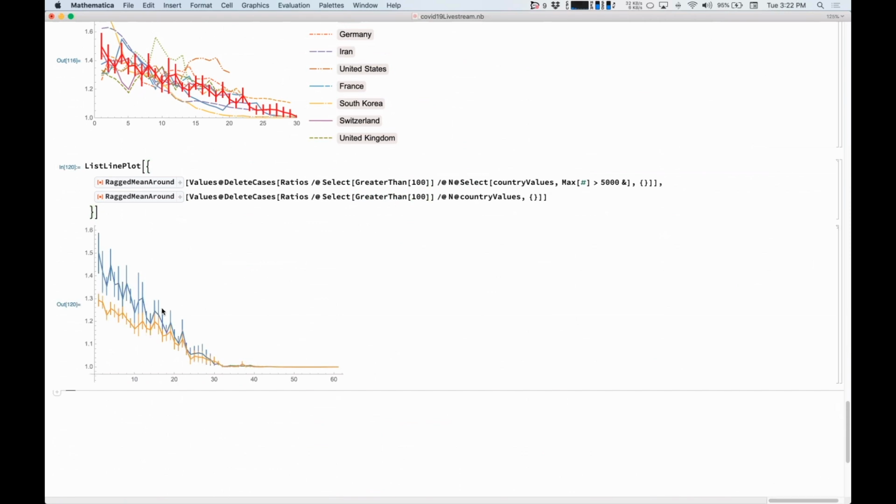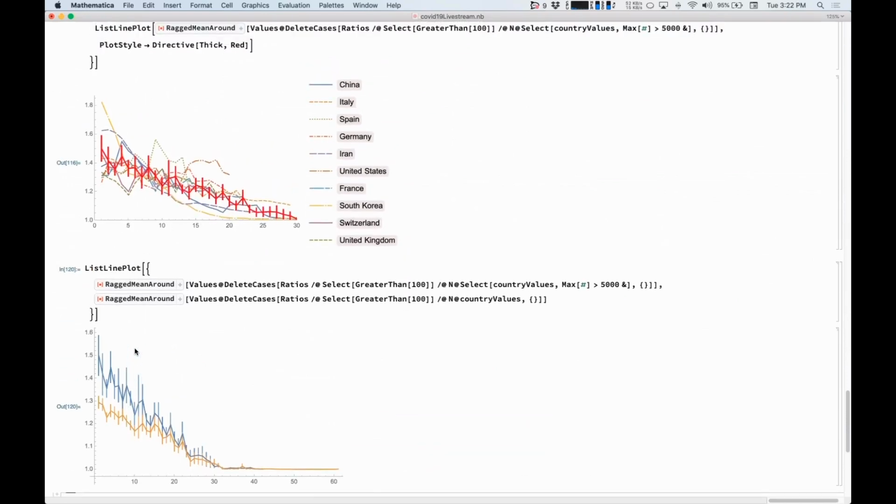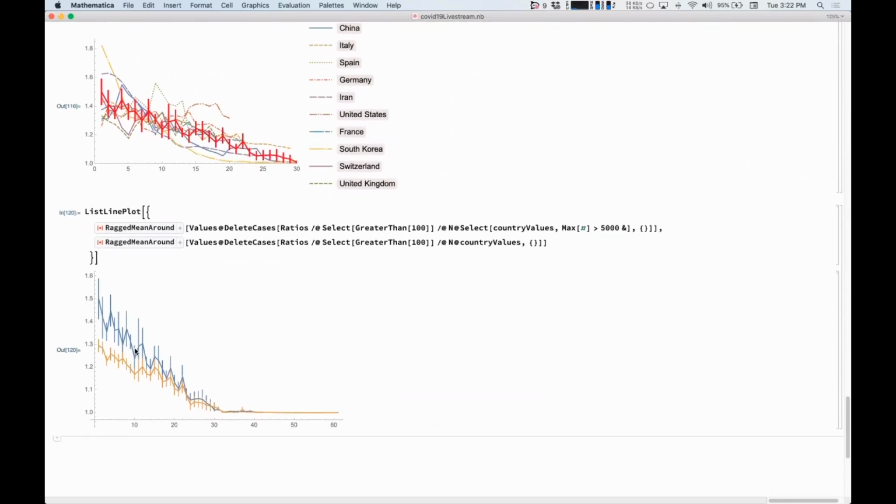But okay, they're still showing the same general thing. Yeah, which is really interesting. Exact slopes. It's really interesting that's 30 days, basically, from the time when there's 100 cases. How many countries are in each of those sets? Let's find out.